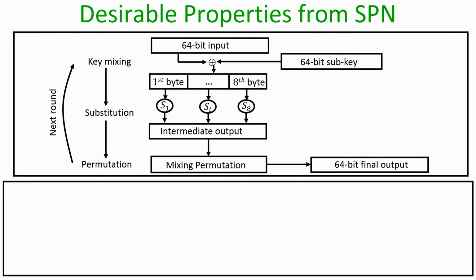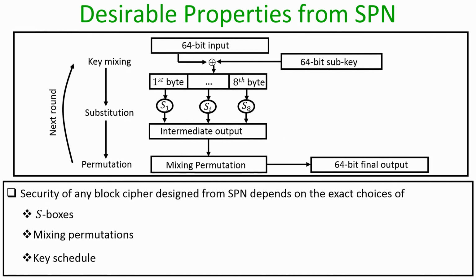So, now let us come to the security properties of the keyed permutation which we obtain by operating an R round SPN. The construction is very straightforward. Now, the important thing that we have to discuss is the security aspect. It turns out that the security of any keyed permutation F_k which we obtain by running an R round SPN depends upon the exact choice of the S boxes which we are using, the exact choice of the mixing permutation that we are using, and the exact choice of key scheduling that we are using.